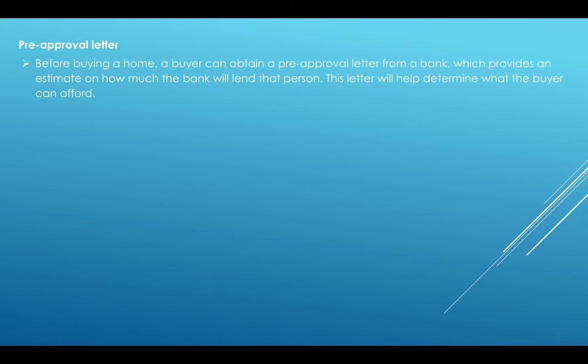Pre-approval letter. Before buying a home, a buyer can obtain a pre-approval letter from a bank, which provides an estimate on how much the bank will lend that person. This letter will help determine what the buyer can afford. Pre-approval letter is something that you would hear a lot also, especially if you are going to call a realtor, because this is what buyers obtain whenever they are going to be buying a property.